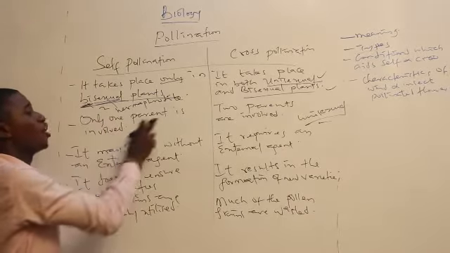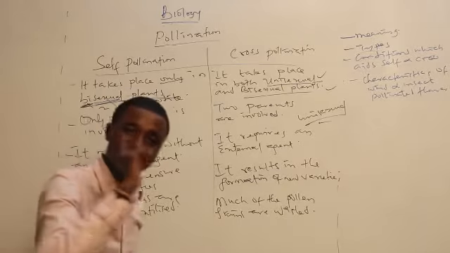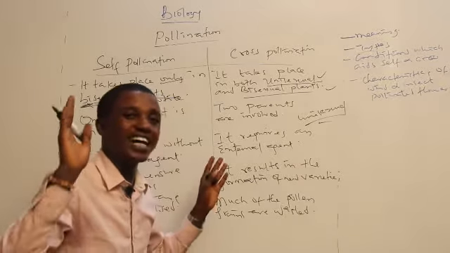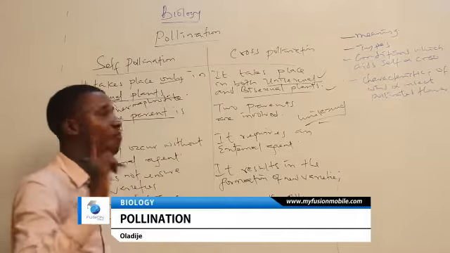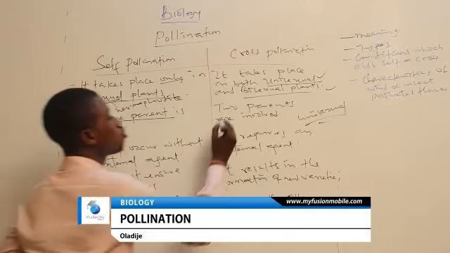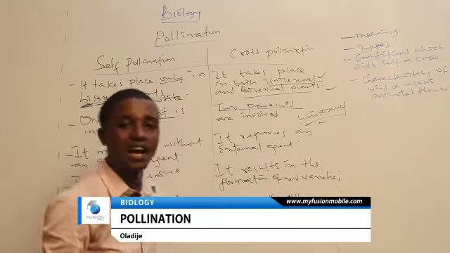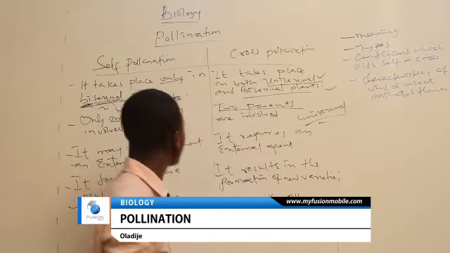Now let's come down to the second one. For self-pollination, only one parent is involved. Just that plant is involved. That's all. They can survive on their own. Only one parent is involved. For cross-pollination, 2 parents are involved. They have to go outside to look for somebody that would complement them.